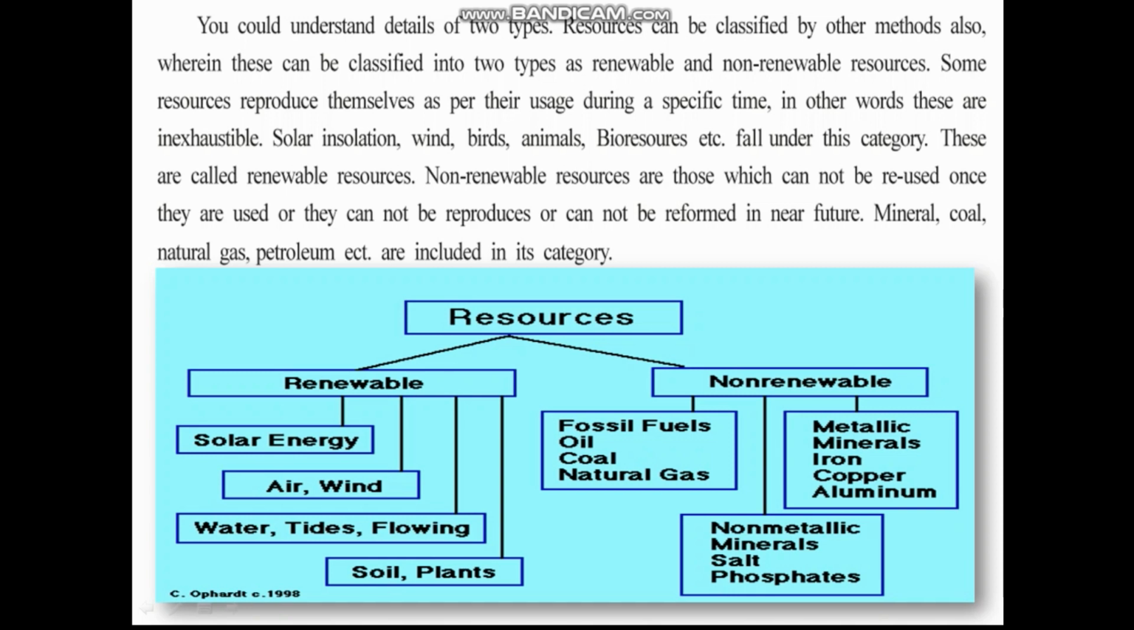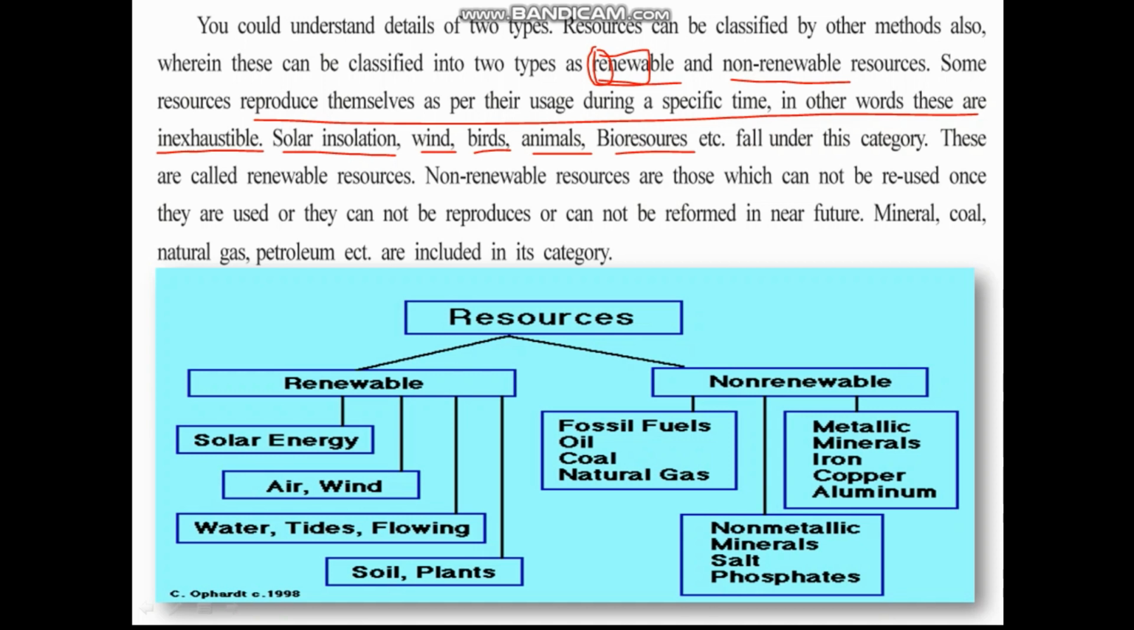Resources can be classified by other methods also, wherein they can be classified into two types as renewable resources and non-renewable resources. Some resources reproduce themselves, we know about it, right? Renewable is made up of two words: renew, and wherever re is there, it means again. So those resources which can reproduce themselves as per daily usage during a specific time, in other words, are inexhaustible, which cannot be exhausted. Examples of them are solar insolation, meaning sunlight, wind, birds, animals, bioresources, etc.